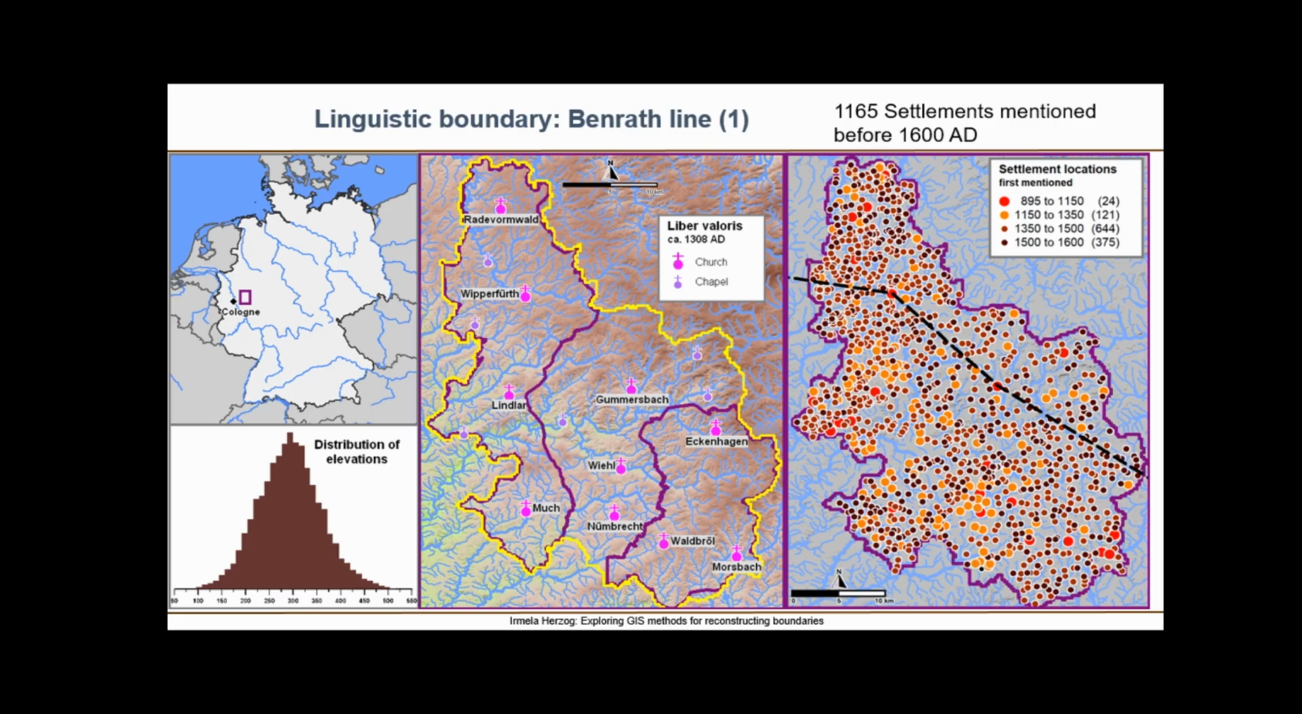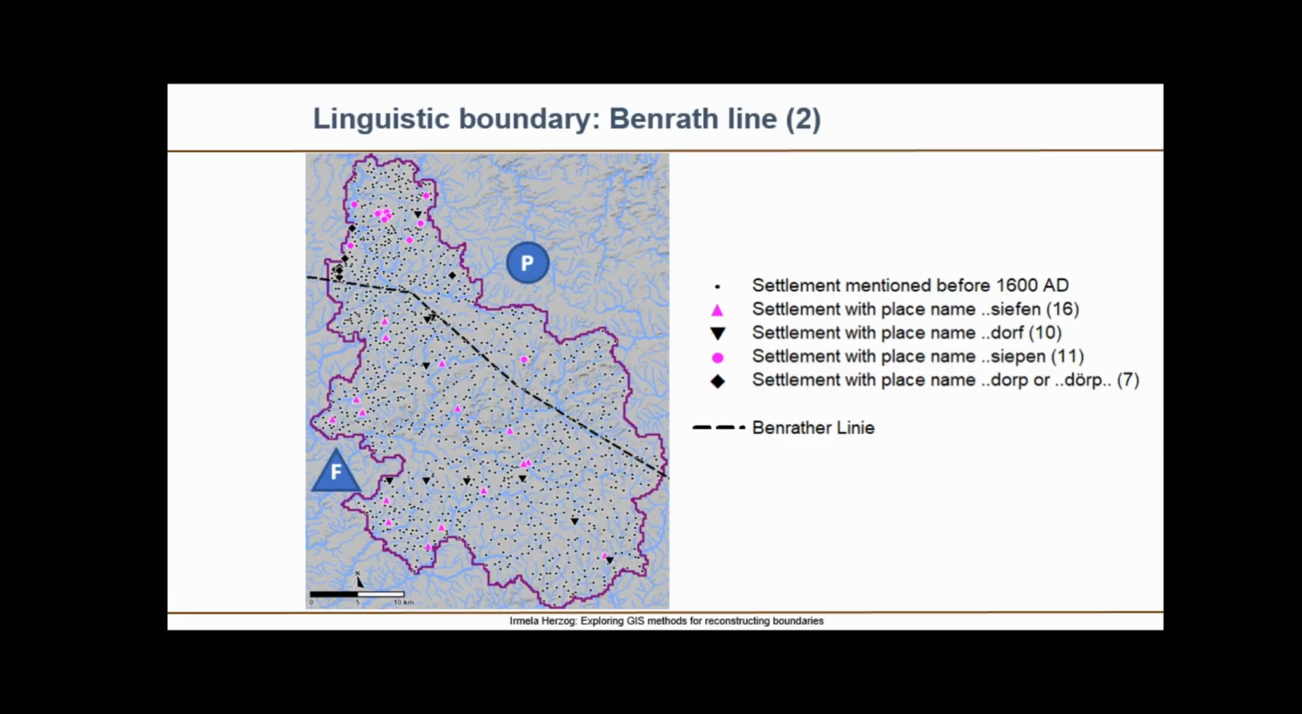So, to continue with the linguistic boundary, this is here, and there are F words and there are P words left and right, northeast and southwest of the boundary. And there's one misclassification. I have to go into this one. So even with this small query in GIS, you might detect a boundary. But this is just to warm up.